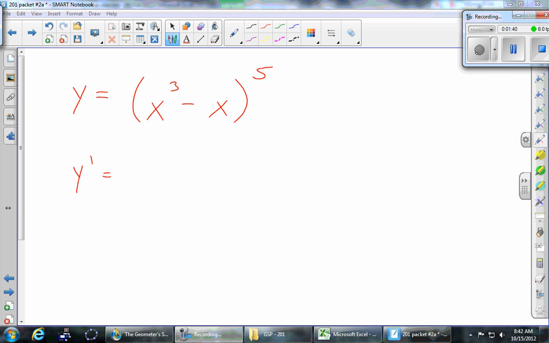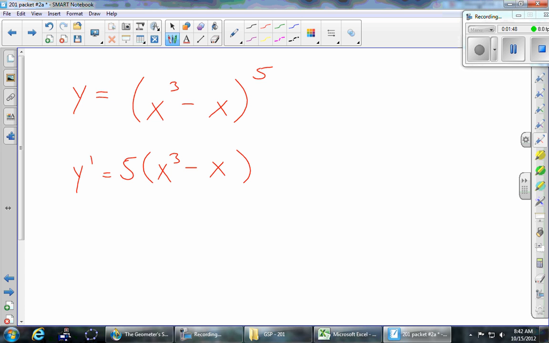Okay, so what do we have for this one? What goes first? The 5 comes down. All this stays exactly the same. New power, 4. Chain rule says what comes next? Derivative of the stuff, with a big multiplication symbol. What's the derivative of the stuff? 3x squared minus 1. What's missing? Parentheses. That whole thing is the derivative of the stuff. Sam, is this in the easier section or the harder section? All right, so that's the easier section.